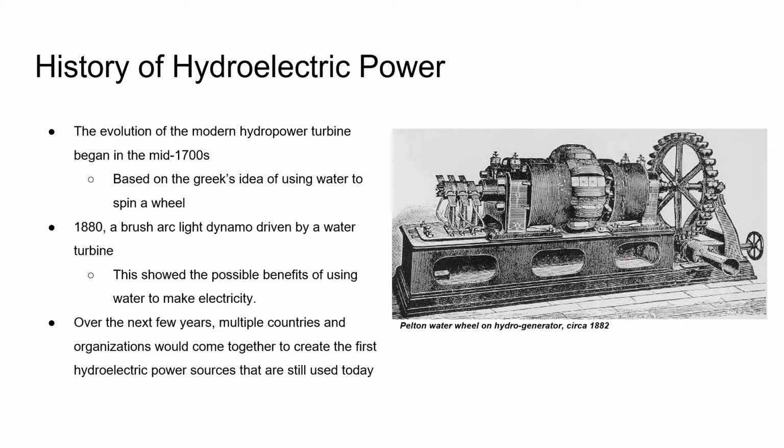The History of Hydroelectric Power by Landon. The evolution of the modern hydropower turbine began in the mid-1700s, based on the Greek idea that was created over 2,000 years ago, using a wheel spun by water to crush their wheat. In 1880, a brush arc light dynamo driven by a water turbine was the first to create an electric arc in our first known turbine generator. Over the next few years, multiple countries banded together to create hydroelectric power sources that are still used today, such as the U.S. Army, the Department of Power, and another organization in Britain.